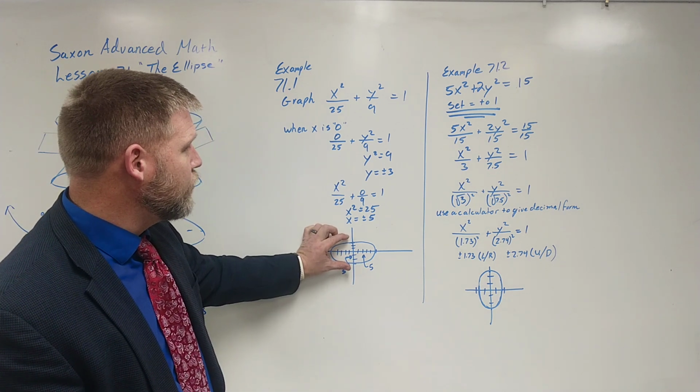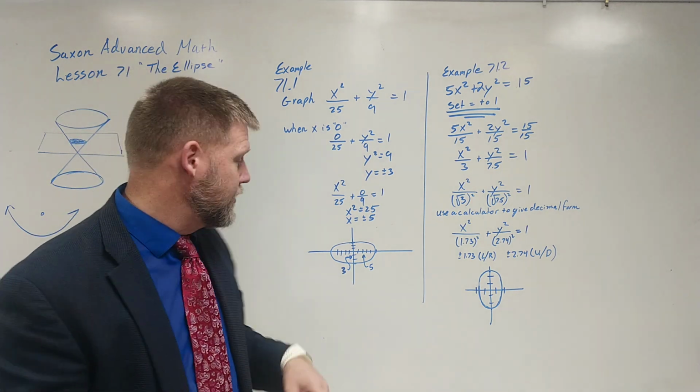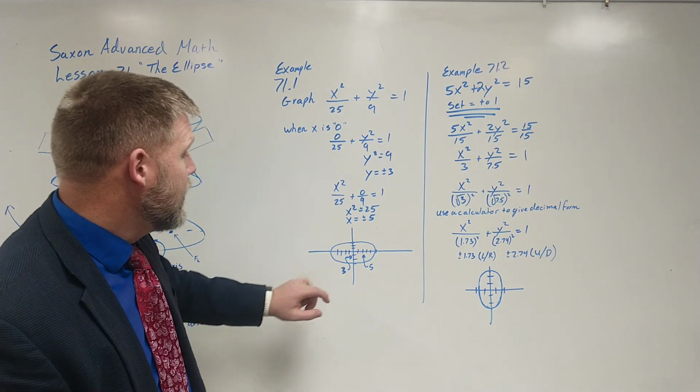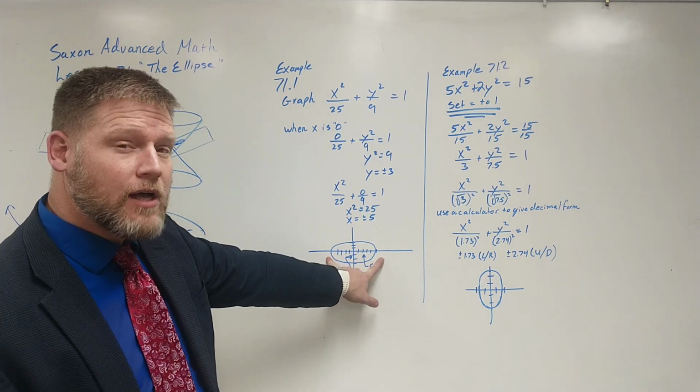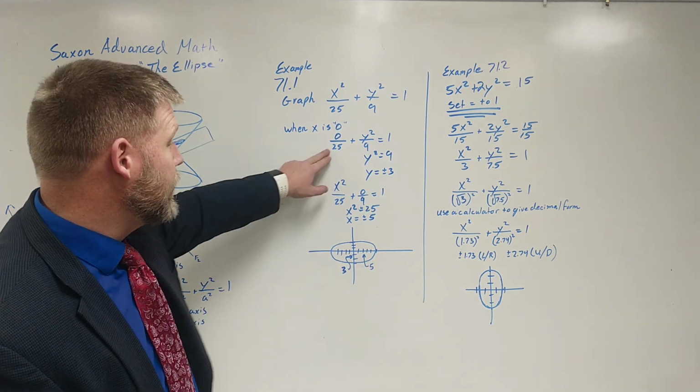So this would be twice the A value, right? Well, twice 3 is 6. And if I look at that, up 3 and down 3 is a value of 6. This is going to be a value of 10 because it was right 5 and left 5. And that's where these came from.